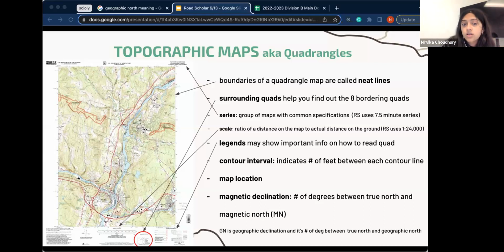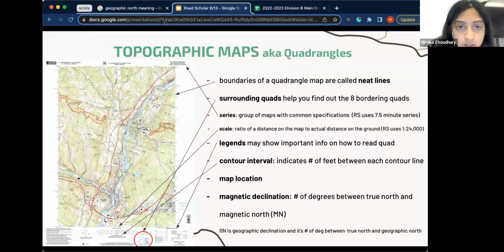Contour lines are lines throughout the map that indicate the elevation of a location. Index contour lines are thicker and show up every fifth contour line. Let me show you how a contour interval looks. It says your contour interval there, and if you look closely on the map, you'll see a bunch of brown thin lines.